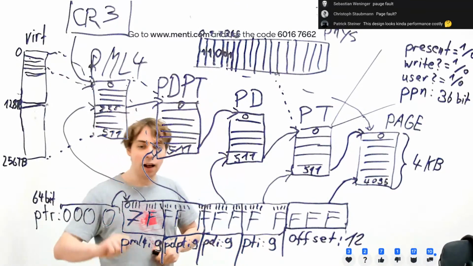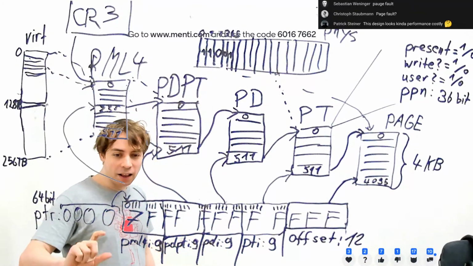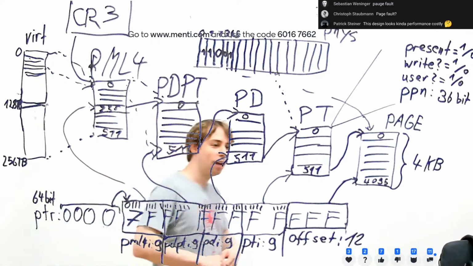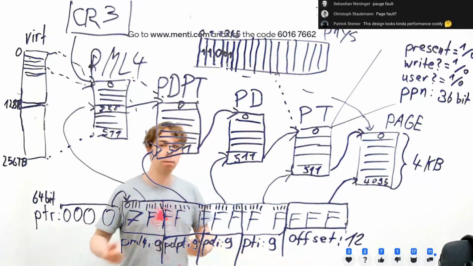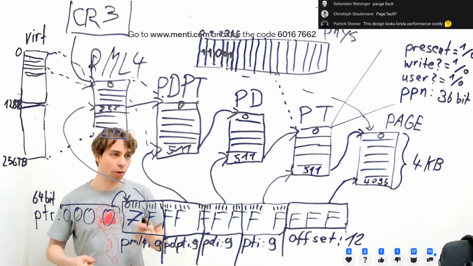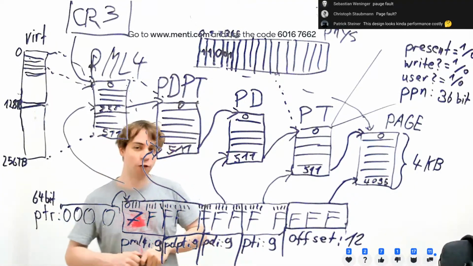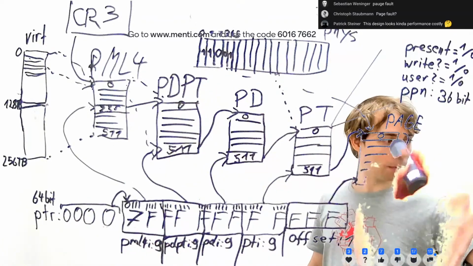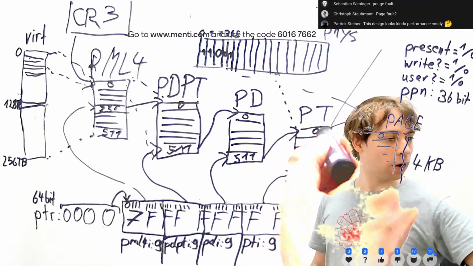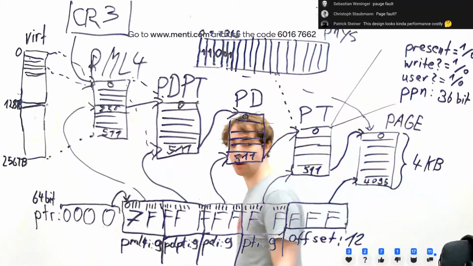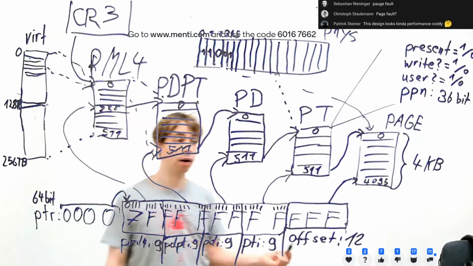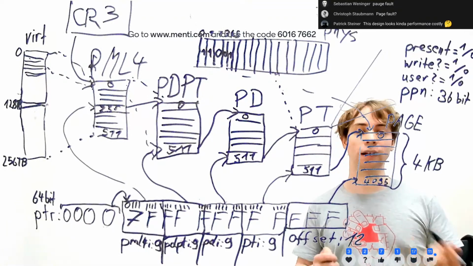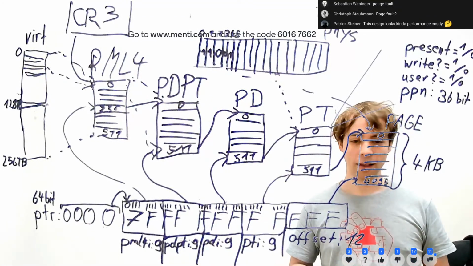There are multiple comments in the chat already. This design looks like the performance will be bad, the overhead will be bad. Yes, we will also talk about performance later in this class, but for now, yes, this will perform a lot of memory accesses. For every single memory operation, we perform not just one memory access to this page, but also instead 1, 2, 3, 4 more memory accesses. So in total, we perform 5 memory accesses instead of 1 now. Yes, it looks expensive in terms of performance, but there are tricks how we can make this better again.